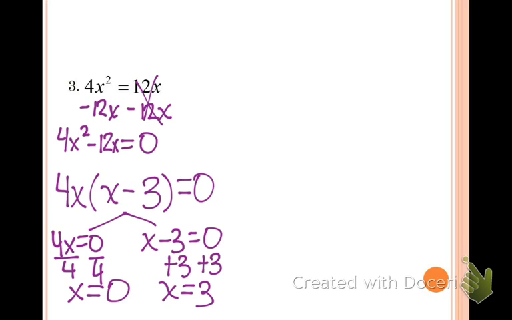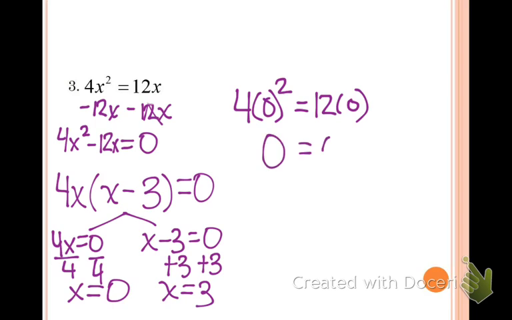Then we have to check it. To check it, I'm going back to my original problem. So we first plug in 0 for x on both sides. So now we're going to have work to do on both sides. What is 0 squared? What's 4 times 0? What's 12 times 0? Okay, so 0 makes our life easy, right? Both of those are going to come out to equal 0, so they equal each other. Life is wonderful. We move on.